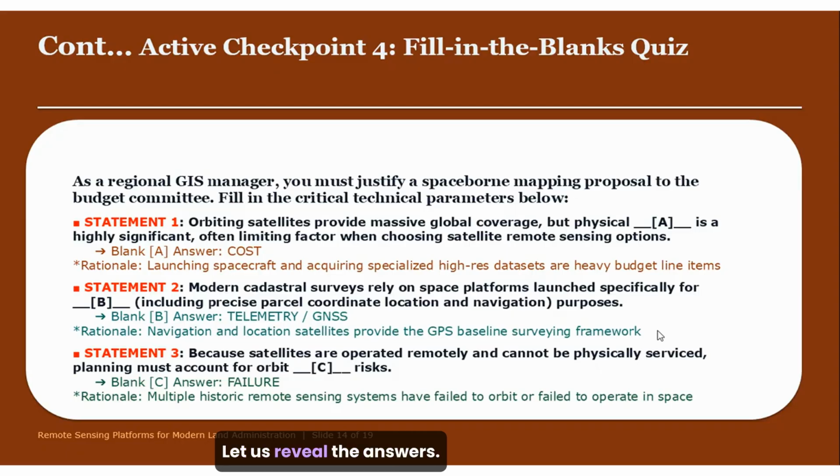Welcome back. Let us reveal the answers. Blank A is cost, blank B is telemetry, location and navigation, and blank C is failure, representing the high complexity of operating in space. Let us move to our third-tier comparative matrix to look at all these platforms side by side.